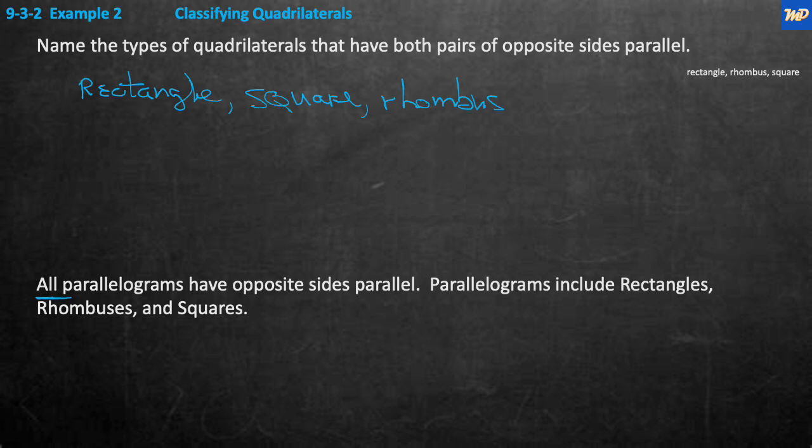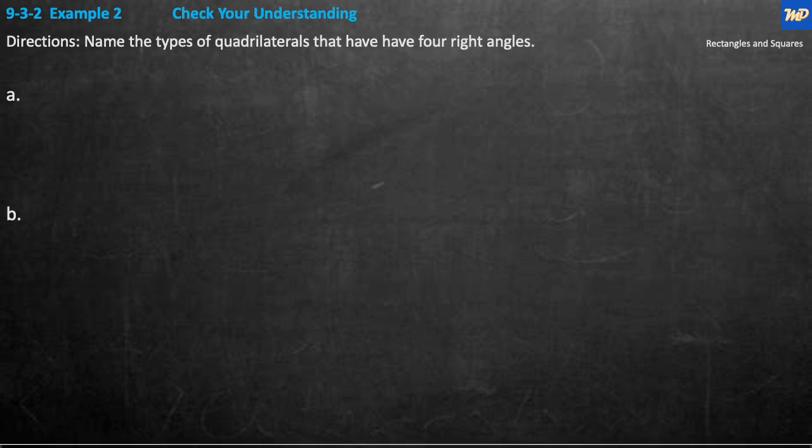Parallelograms include the rectangles, rhombuses, and squares. Okay, so that's that for that one. Okay, example 2, check your understanding. It's your turn. Name the types of quadrilaterals that have 4 right angles. So go ahead and give it a shot. When you come on back, we'll do them together.